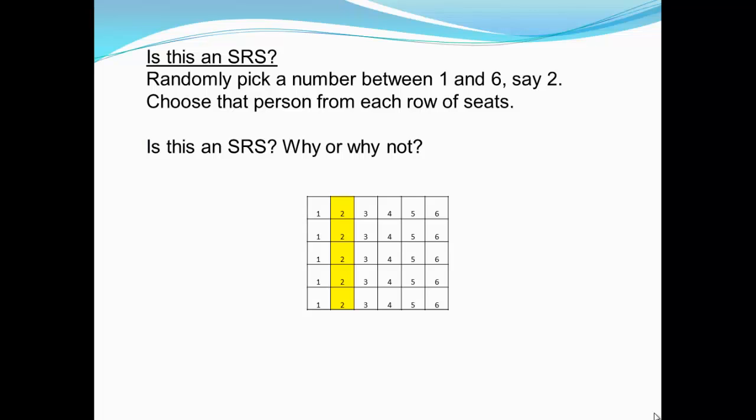In the last lecture, we asked this question. Suppose that we wanted to take a random sample of size 5 from a class of 30 students. Suppose our students are seated in chairs with 5 rows of 6 students each. Would the following work to make an SRS? We could select a random number between 1 and 6, say a 2. Then we could choose that second person from each row of seats.